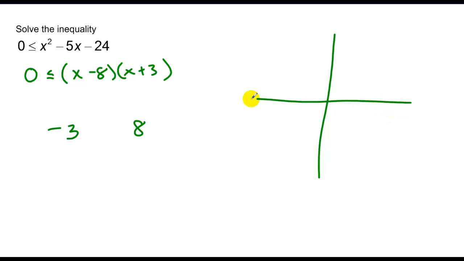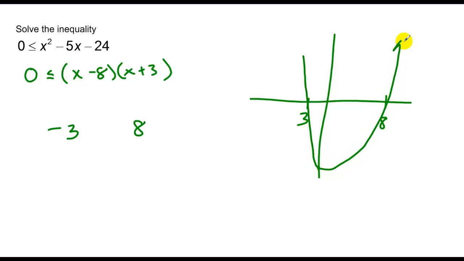Now we also know that if these are solutions, they're also x-intercepts to our graph. So if I were to sketch a graph out, here's 8 and here's negative 3, and I know I have a positive a value and my y-intercept is around negative 24 on the graph, and I graph that, this graph would look something like this.